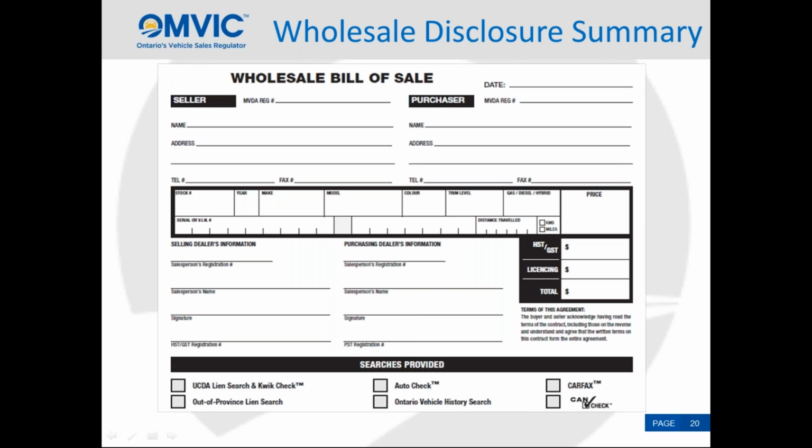If someone's approaching you to buy cars wholesale, they need that MVDA number in the top purchaser's box of the wholesale bill of sale in the top right-hand corner. And all too often, if they can't prove they're registered, you're selling cars to someone who's not, and they're in the business of dealing in vehicles, and you're going to be held responsible for that.